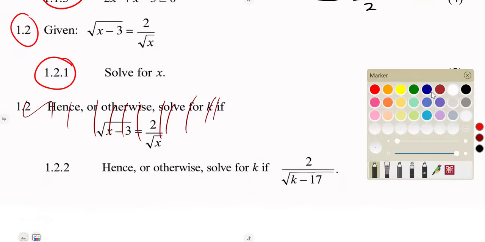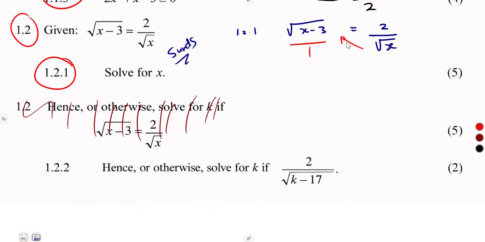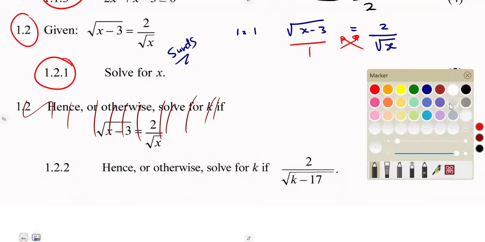So how can we solve for x given that the square root of x minus 3 is equal to 2 over the square root of x? Remember, we are dealing with sets, and we can actually solve for x. Let's consider that we've got a fraction. So let us get rid of the fractions by cross multiplying.